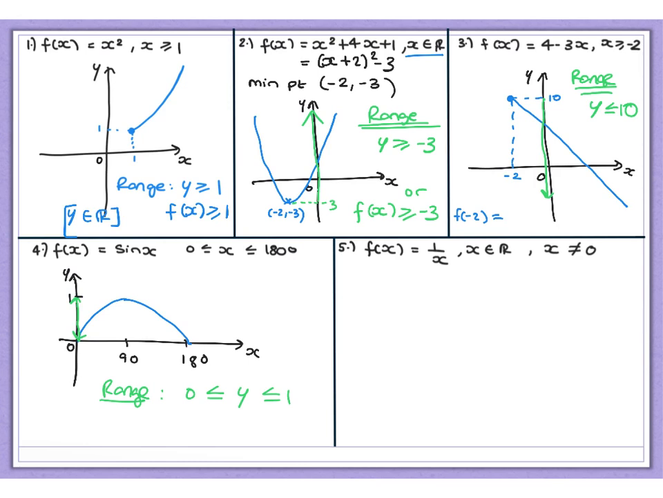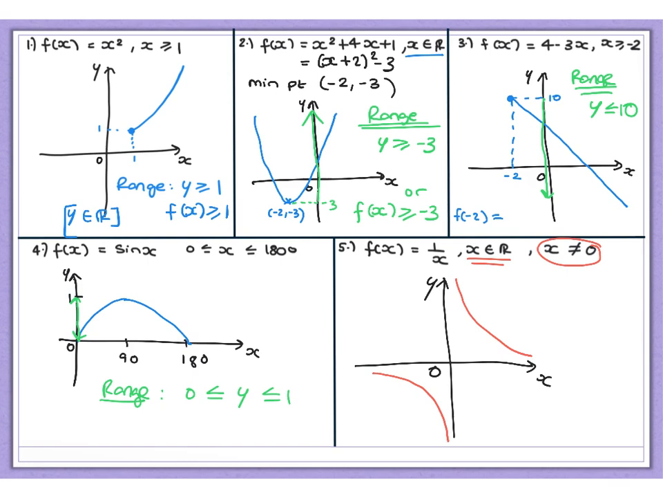Last example, f of x equals 1 over x. Now this has quite an interesting domain, if you notice here. We're allowing x to be any real number, but we have to rule out the number 0 because, of course, 1 divided by 0 is undefined. Again, we've seen this function before, so we should recognise the shape of it. It looks like this.